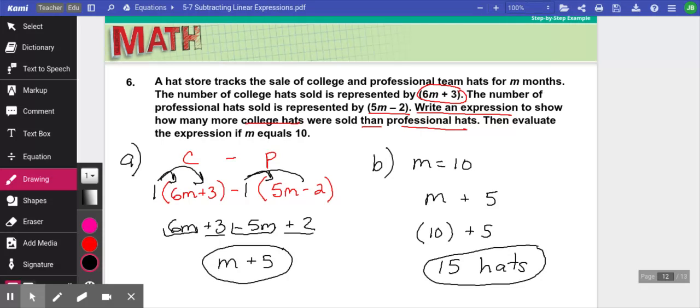I hope this video helps you understand how to subtract linear expressions. Please remember that when you distribute to that second value, you distribute the negative 1. And that flips the sign of those numbers that are inside the parentheses.